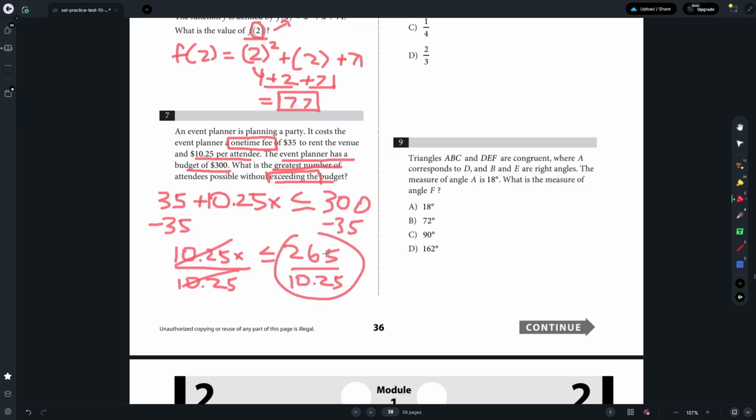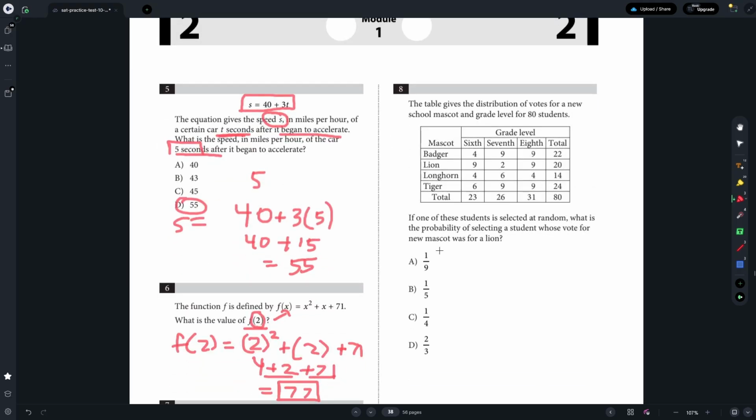Dividing 265 by 10.25 gets you x is less than or equal to 25.9. Now it says what is the greatest number of attendees possible? And you can't have a decimal number of attendees, so you would just round down to 25. So the correct answer is 25 attendees.